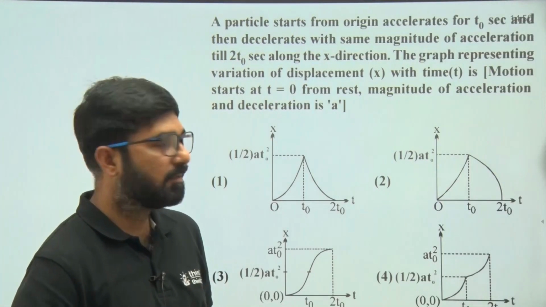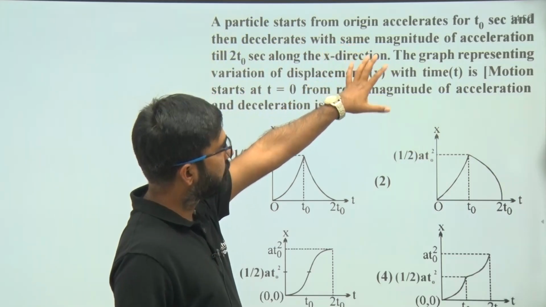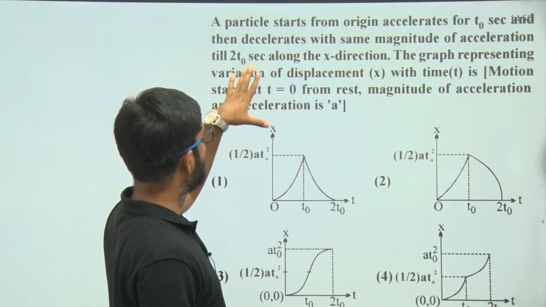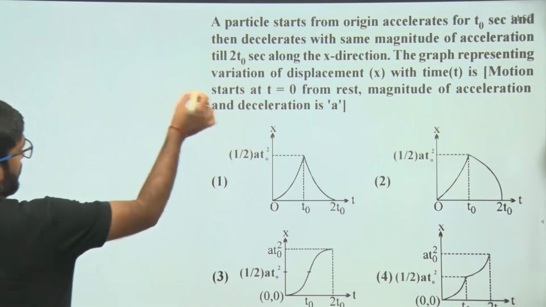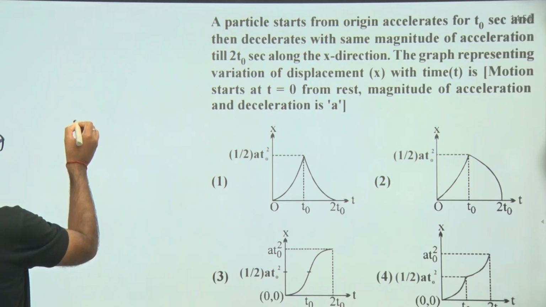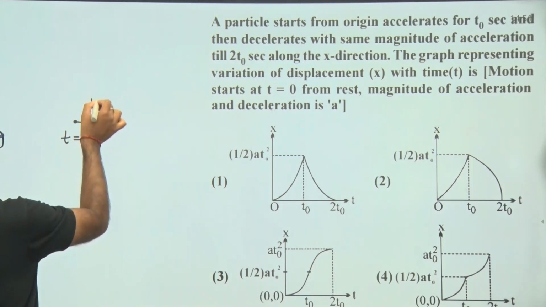My dear students, in this question, a particle starts from origin, accelerates for t naught seconds, and then decelerates with the same magnitude of acceleration till 2t naught. Okay, if we draw the diagram regarding this, suppose at t equal to 0, the particle is here, and its initial velocity is 0.